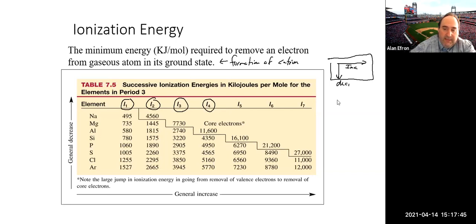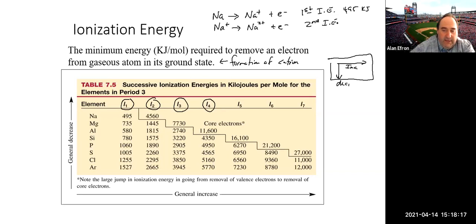So if we look at something like sodium, when sodium decides it's going to drop off an electron, that is what is known as the first ionization energy. If we look at that table, it's something like 495 kilojoules. Now, the next thing that would happen is sodium would lose a second electron. That would be the second ionization energy, which on the table is about 4560 kilojoules.